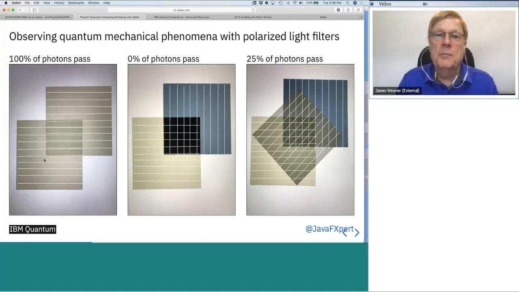But here, where we've got them at 90 degrees, where 0% of the photons will pass, then we can interpose one that is 45 degrees, and actually, by adding a filter, more light will get through. As a matter of fact, 25% of the photons will pass through. And we can directly observe through that experiment quantum computing or quantum mechanical properties.